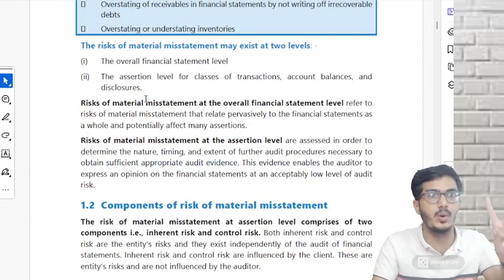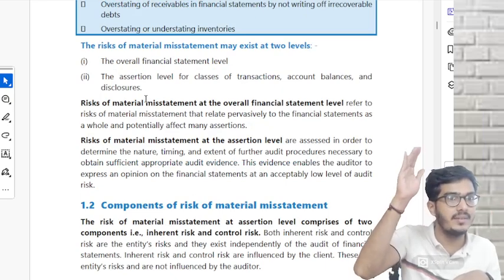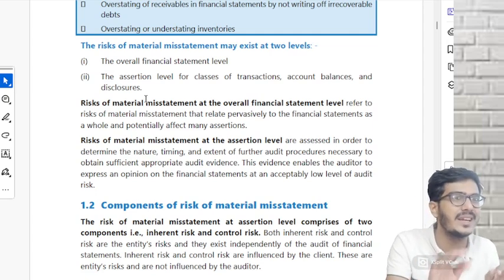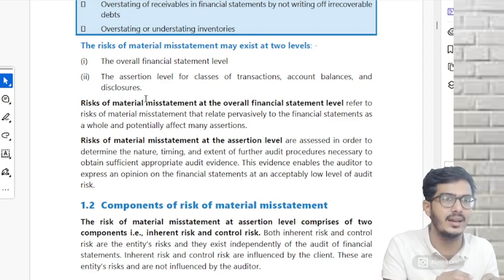Now, this misstatement can be at two levels. One is at the financial statement level, one is at the assertion level. If you remember, as of now, you can keep assertion as an individual P&L item or an individual balance sheet item, anything like that.